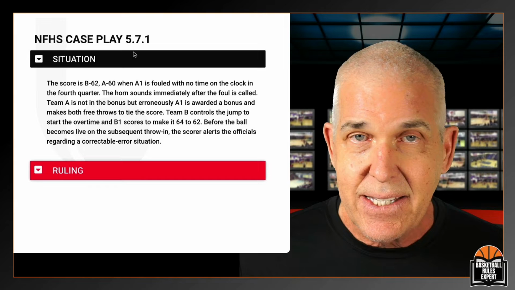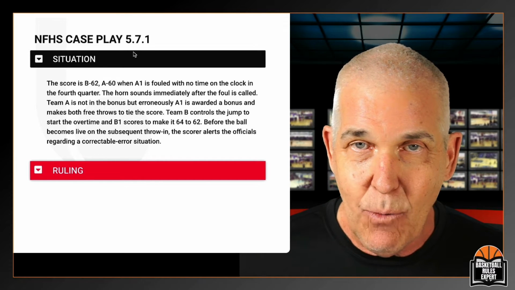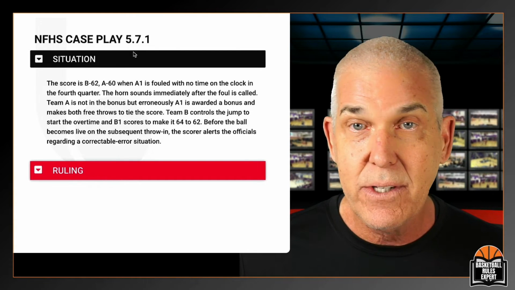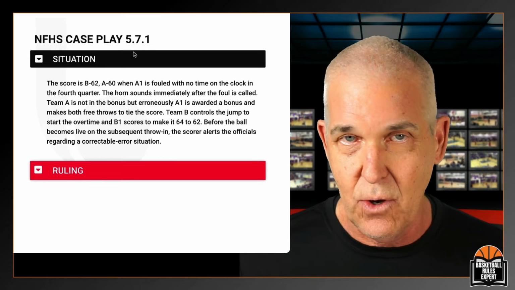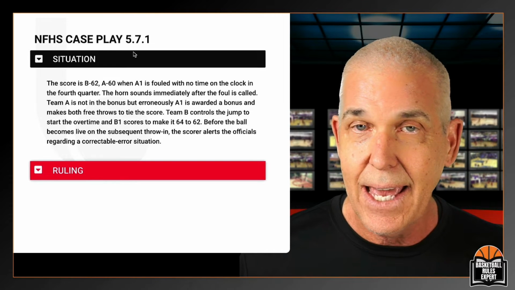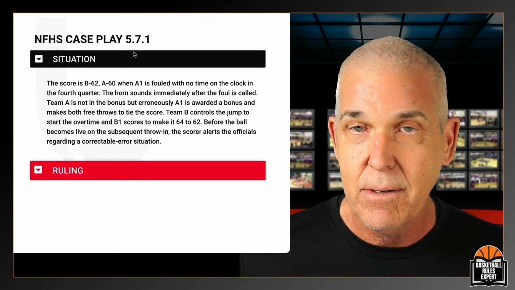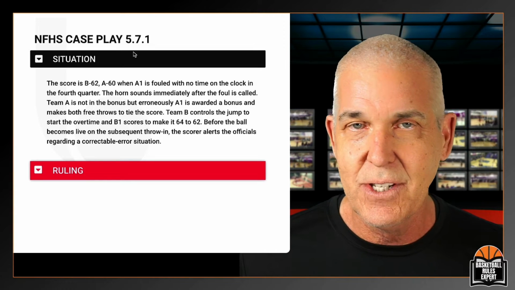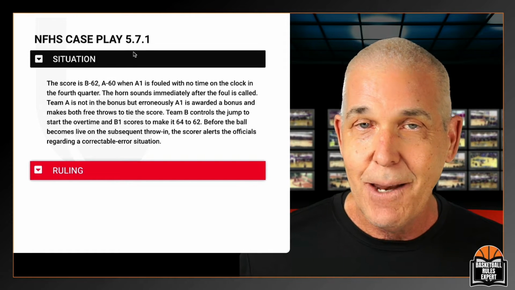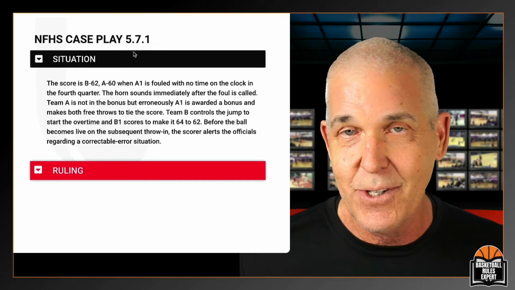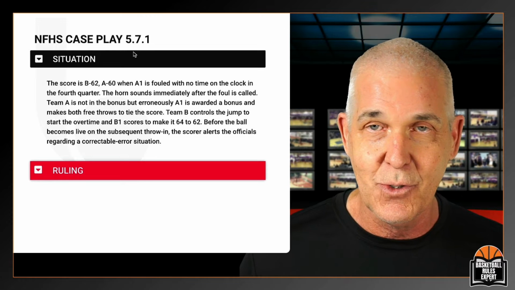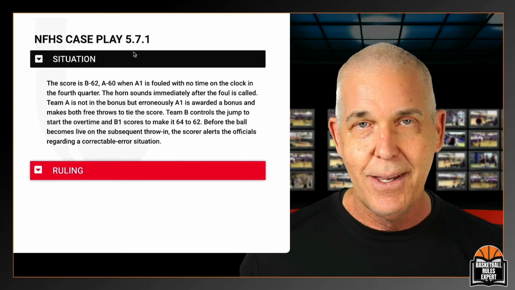The score is B62 and A60 when A1 is fouled with no time on the clock in the fourth period. The horn sounds immediately after the foul is called. Team A is not in the bonus, but erroneously, A1 is awarded a bonus free throw and makes both free throws to tie the score. Team B controls the jump to start the overtime, and B1 scores to make it 64-62. Before the ball becomes live on the subsequent throw-in, the scorer alerts the officials regarding a correctable error.